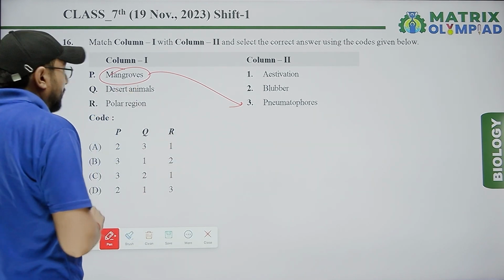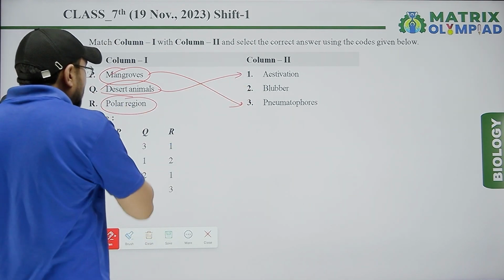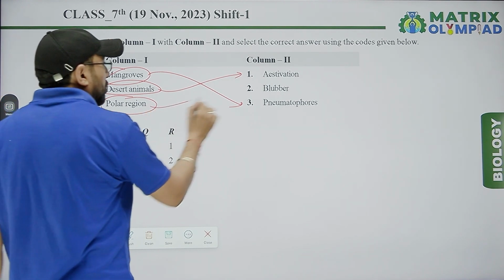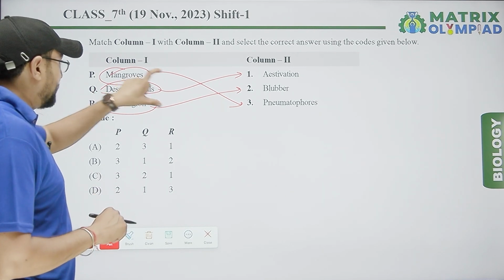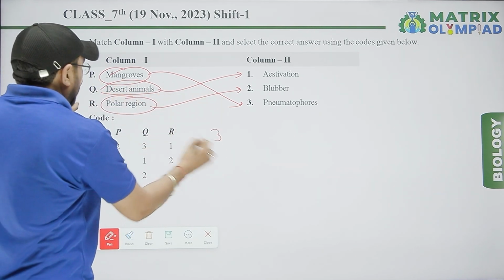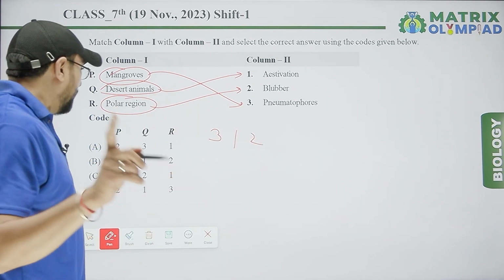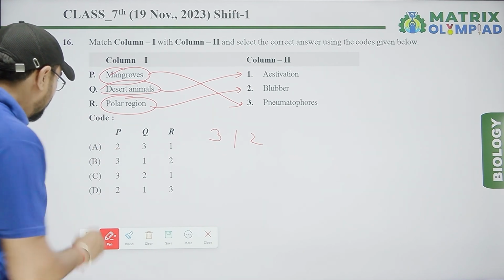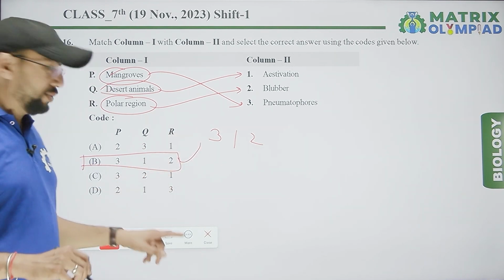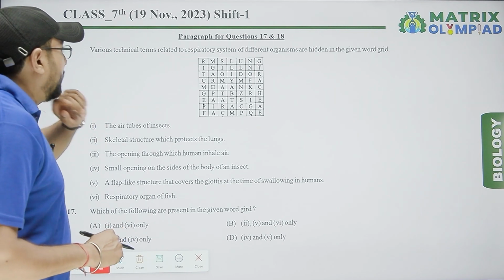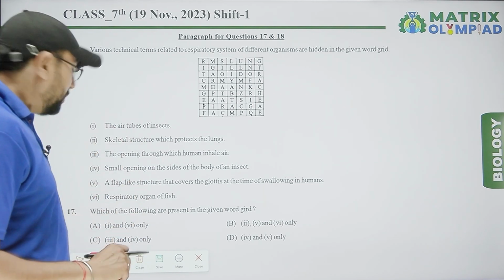Mangrove relates to new metaphors. Desert plant shows estivation, and polar bear shows blubber skin. So, according to this column, first and second, P relates to 3, Q to 1 and R to 2. So 3, 1, 2 is the right option, and option B is the right one for this matching. Next, questions 17 and 18 are from the word grid, given a word grid and some questions.